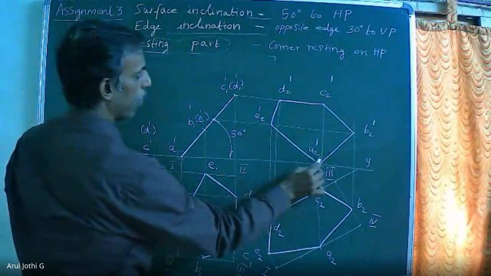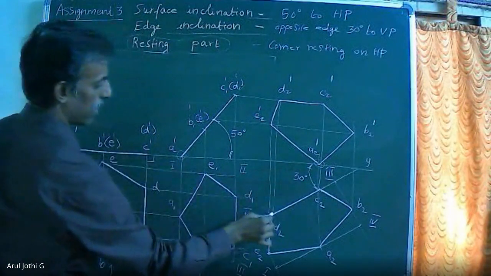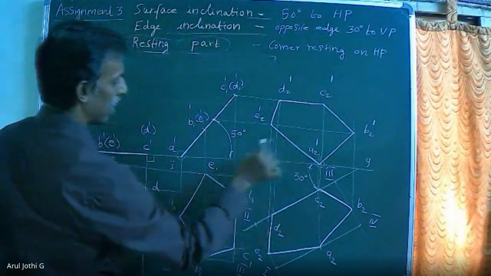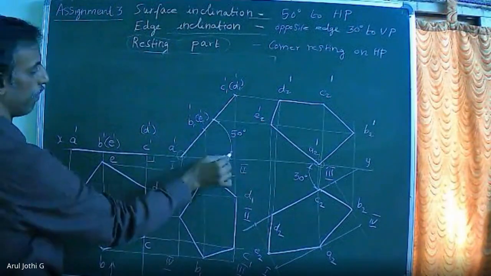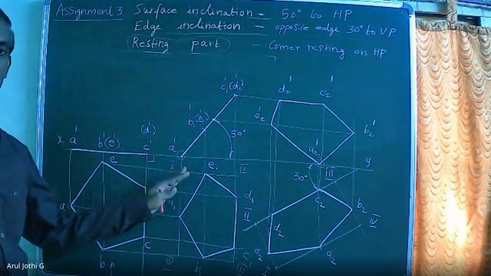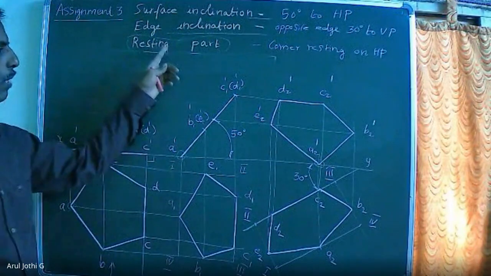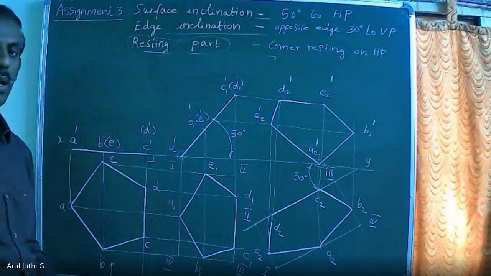Now corner A, one of the corner is resting on HP. The edge opposite to the resting corner CD inclined 30 degree to VP. Plane is inclined 50 degree to HP. So all the conditions are satisfied. So after completing the diagram, you have to check whether the given conditions are satisfied or not.